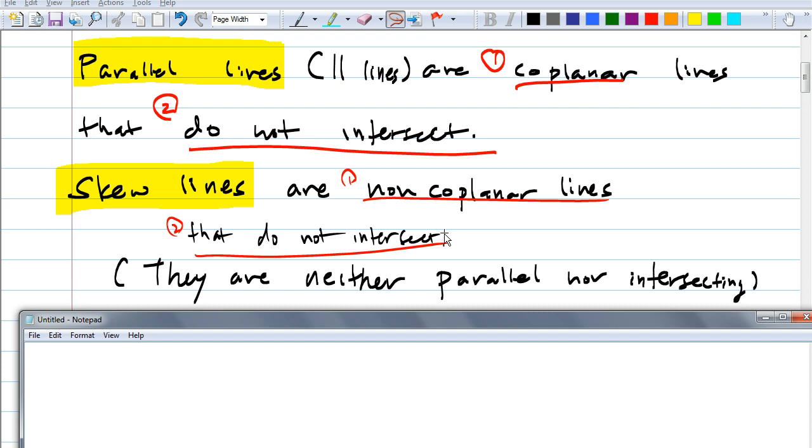Do they have to be horizontal and vertical, or could they be at any angles they want? It could be any angle, as long as they're not in the same plane. If they were in the same plane, then we don't call them skew. We call them parallel. Does that make sense? Any questions? Okay, good.